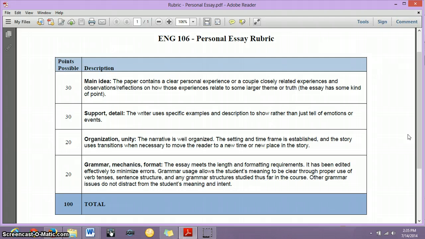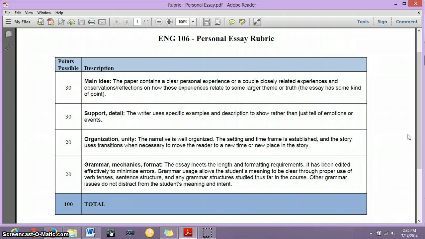Okay, so let's go over this grading rubric. This is how you're going to be graded for your personal essay. So I wanted to go into a little more detail regarding it, and then of course I will jump over and look at the sample essays for you and show you how they exhibit this rubric.